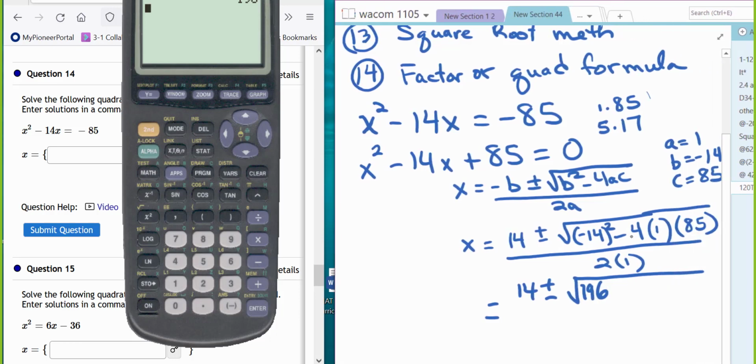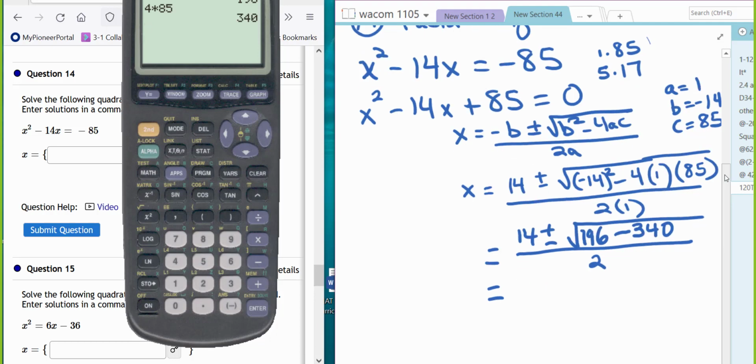And here I have, this is going to be negative. You only have one negative. And we have 4 times 1, which is 4 times 85, 340. We can see right now that this is going to be negative under the radical, which tells us, it's a heads up, there's going to be an i there.